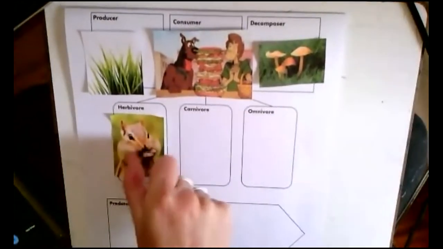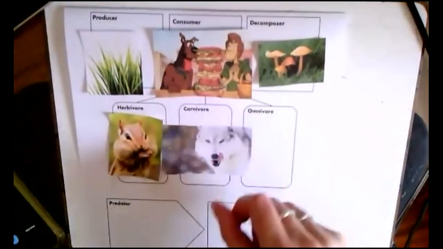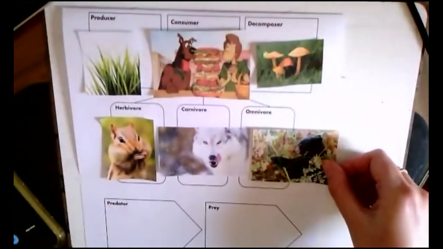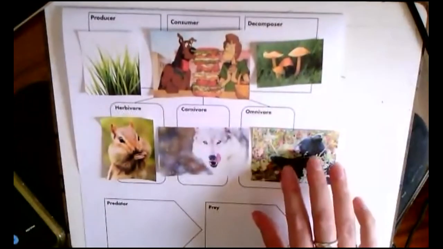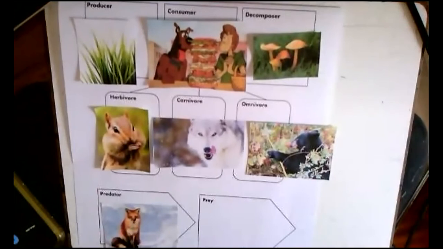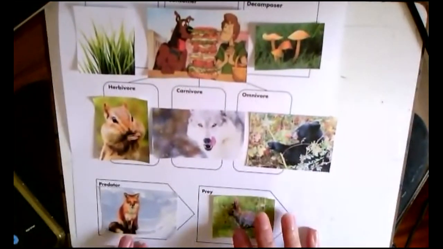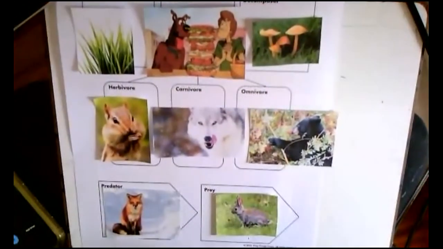Herbivores are animals that eat strictly plants, such as a chipmunk. Carnivores are animals that eat strictly meat, like a wolf. And omnivores are animals that eat a diet that consists of both plants and meat, like a bear. Predators are animals that hunt other animals. Prey are animals being hunted by those predators. Remember, those roles can change depending on the relationship.